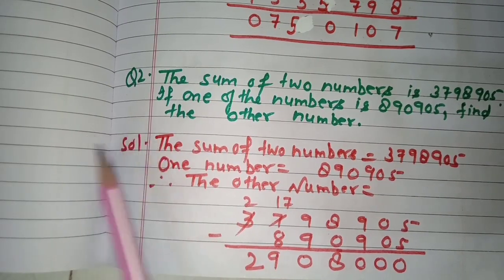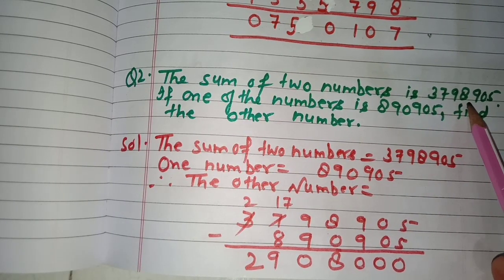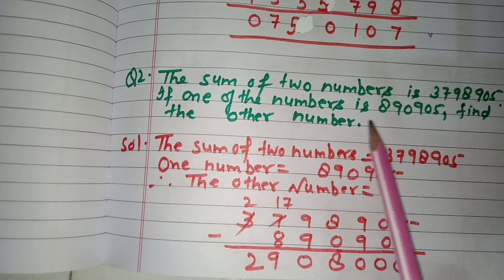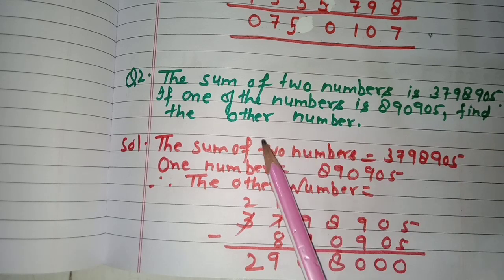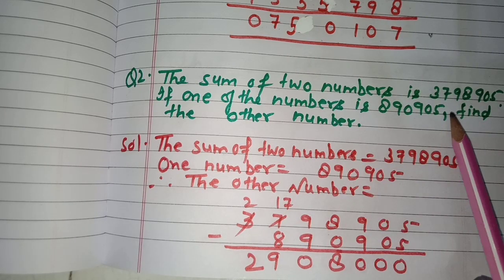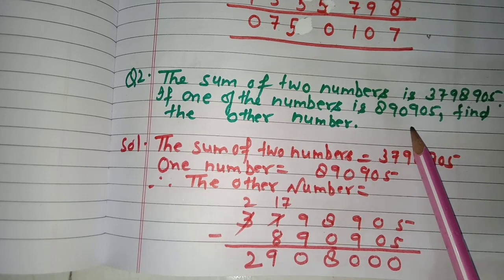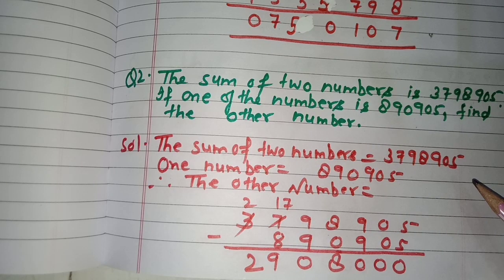Now question number 2. The sum of two numbers is 37,98,905. If one of the numbers is 8,90,905, then find the other number. So the sum of two numbers is given, and out of those two numbers, one number is also given, and we have to find the other number. So how can we find the other number?